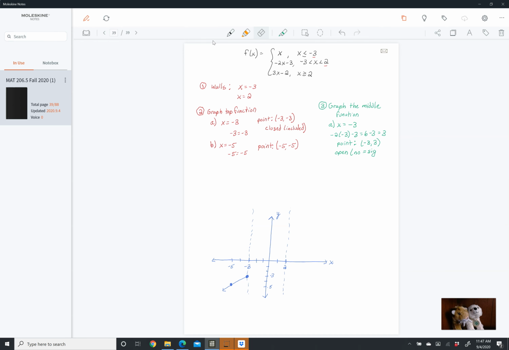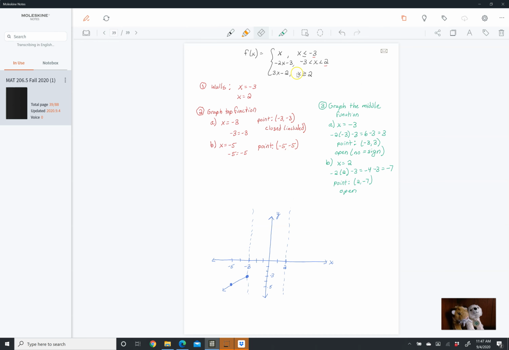It's not included. And we do the second point, the second wall. So our second wall is x equals 2. So negative 2 times 2 minus 3. This gives us negative 4 minus 3, or negative 7. So our point is 2, negative 7. And again, this is on a wall, so we have to figure out, is it open or closed? And this one is also open. There's no equal sign.